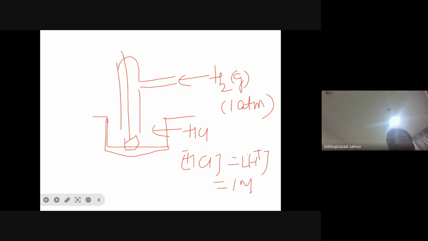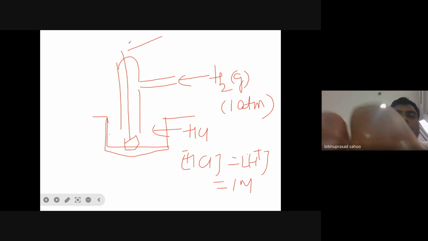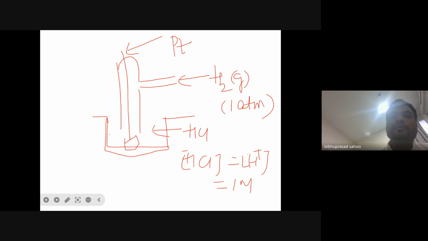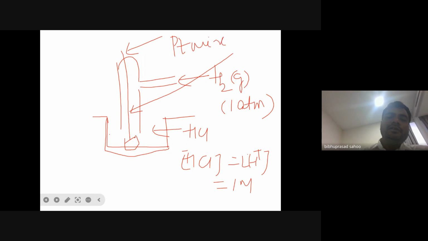So can anybody say what is 1 molar? What is the amount of HCl present in 1 liter of solution to give a strength of 1 molar? My question is, what is the amount of HCl that should be there in 1 liter of its aqueous solution? Then only the solution will be called 1 molar. Can anybody say? This is platinum wire. This is the platinum foil.